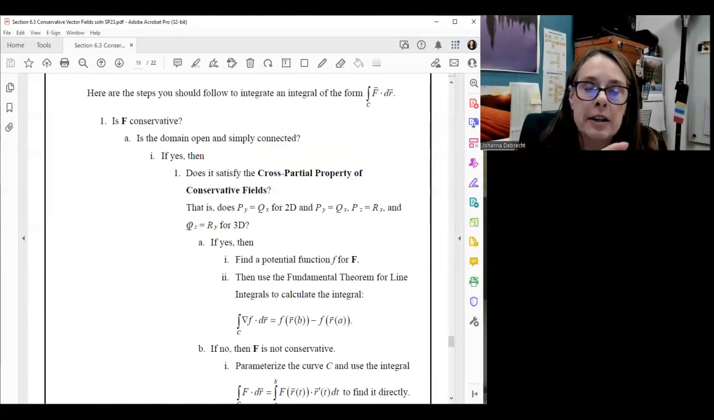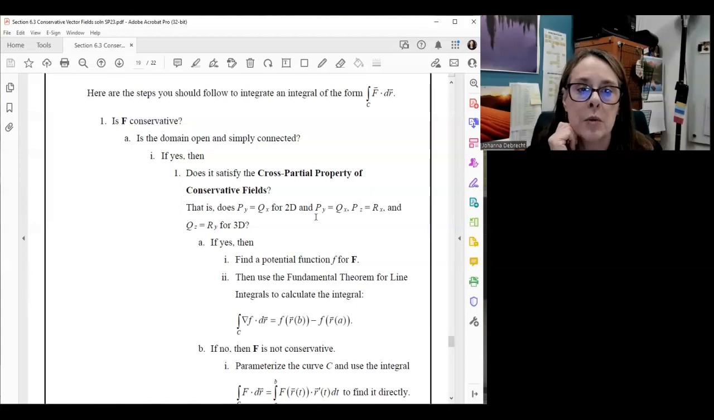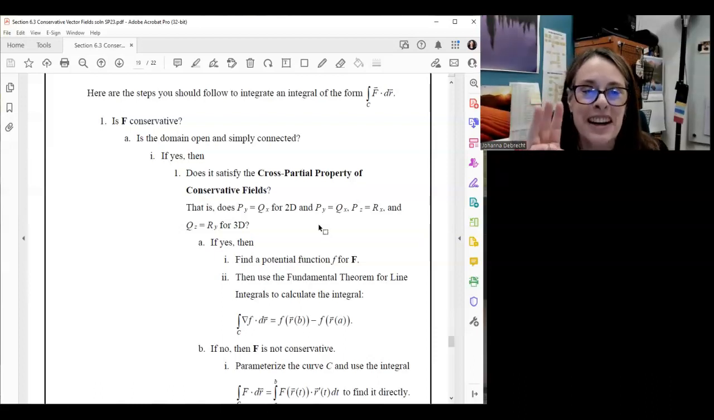So f_xy equals f_yx, f_xz equals f_zx, f_yz equals f_zy. That's what we're getting at here with these mixed partials, right? Now, for 2D, there's only one thing to check. For 3D, there are three things to check. It's not quite fair, but yeah, all right?